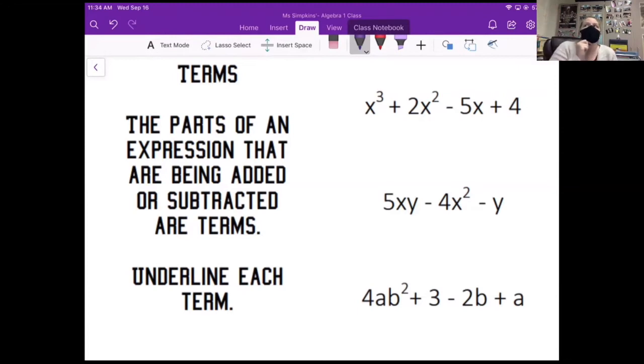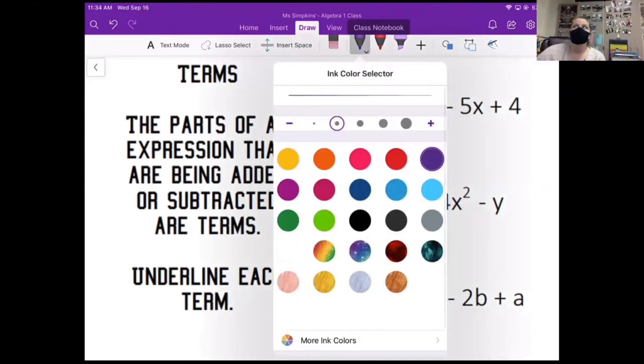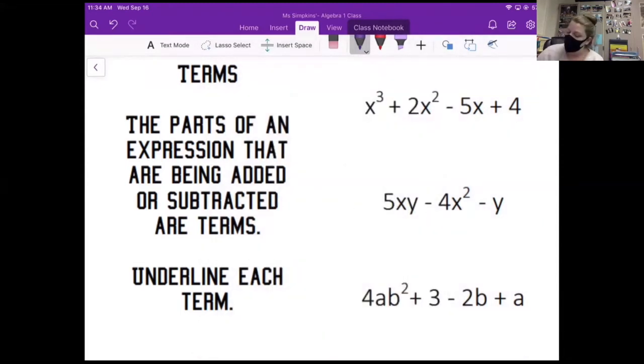So if I look at that first expression that says x cubed plus 2x squared minus 5x plus 4, I'm going to underline the individual terms. The first term that I see is x cubed. That is one term. Then I have an addition sign. Then comes my next term, 2x squared. That is one term. Notice how those two things are separated by an addition sign.